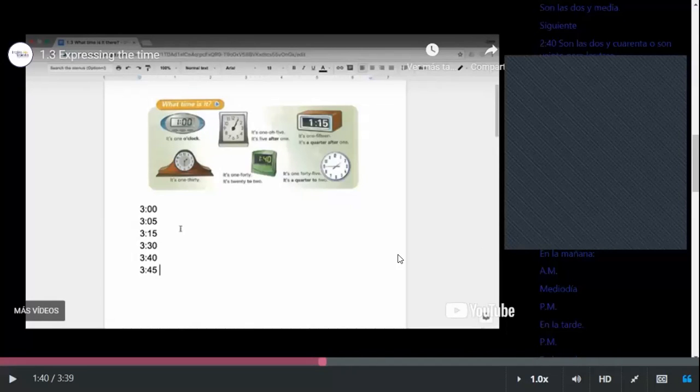Next. 3:15. What time is it? It's 3:15. ¿Y este cómo les quedó? It's 3:30. ¿Y este? It's 3:40. Usamos la otra forma. It's 20 to 4.